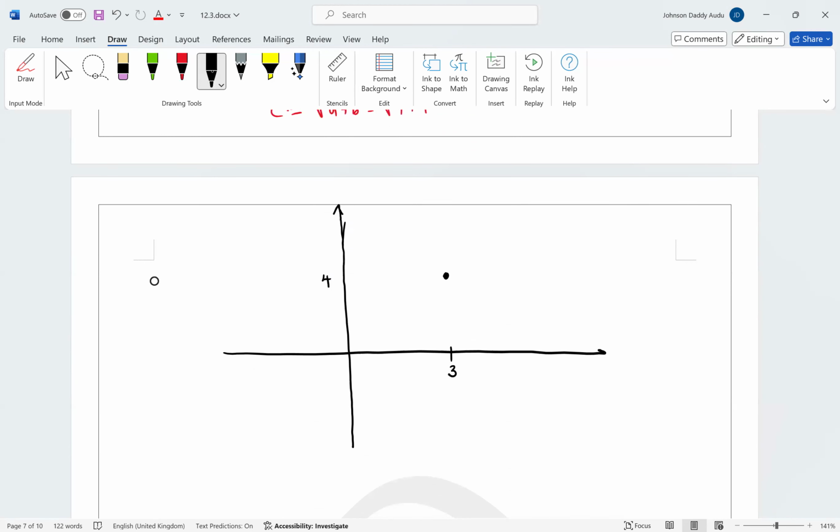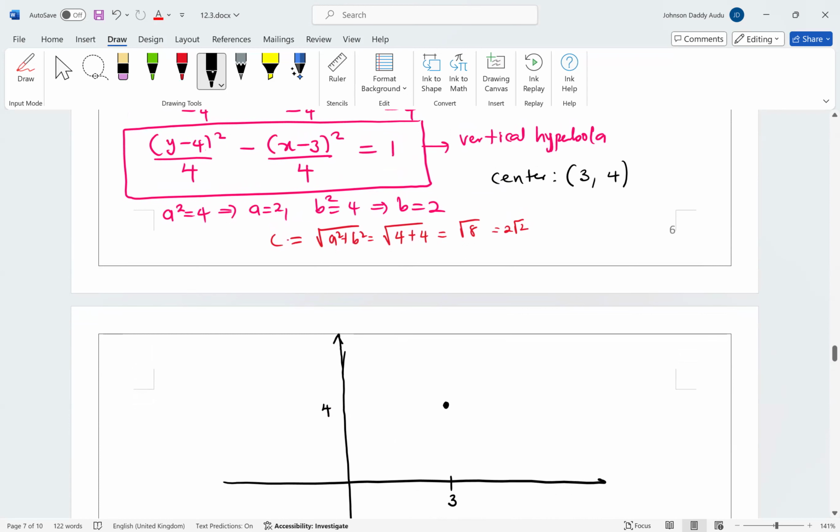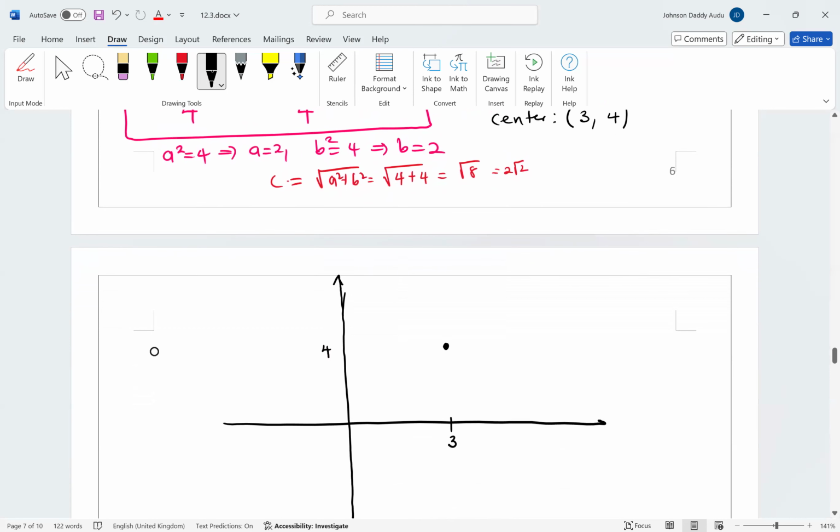Now, what type are we dealing with? We are dealing with a vertical hyperbola. Since the A is associated, the positive is associated with Y. I remember A is 2, right? So from the center, you just need to go a distance of 2 up. So 2 up should be somewhere here. This will be our vertex.